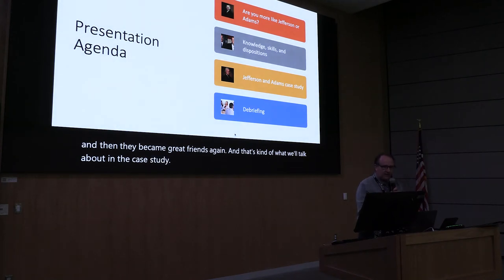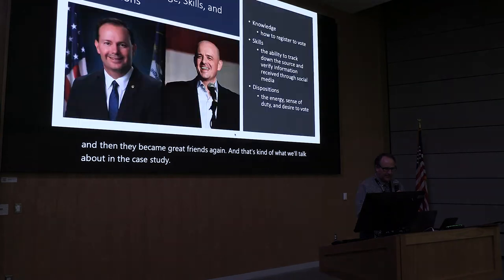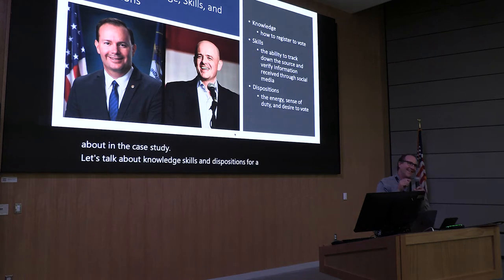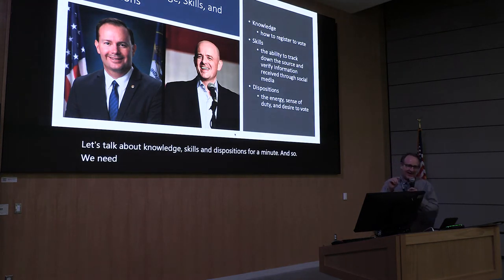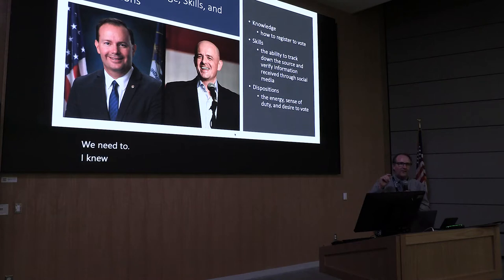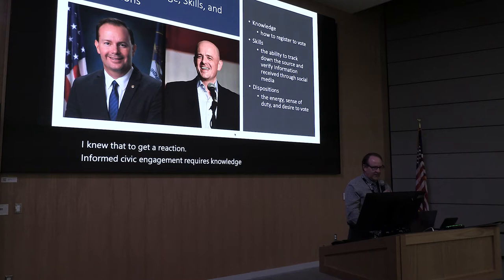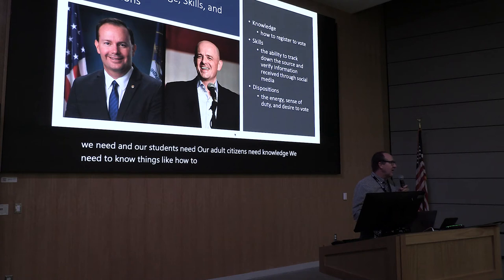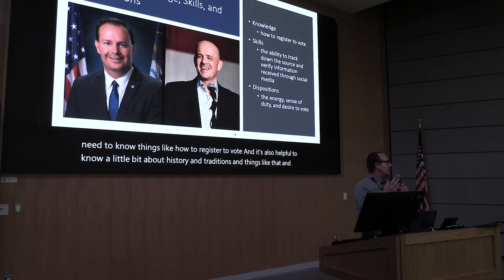Let's talk about knowledge, skills, and dispositions for a minute. I knew that'd get a reaction. Informed civic engagement requires knowledge, skills, and dispositions. So we need, and our students need, our adult citizens need knowledge. We need to know things like how to register to vote. And it's also helpful to know a little bit about history and traditions. I think we do a pretty good job of teaching the knowledge.